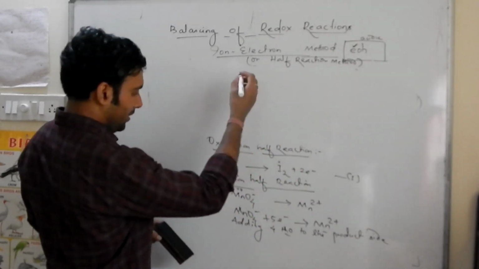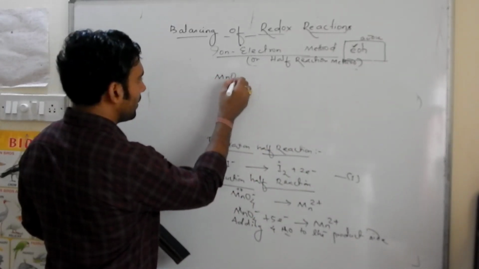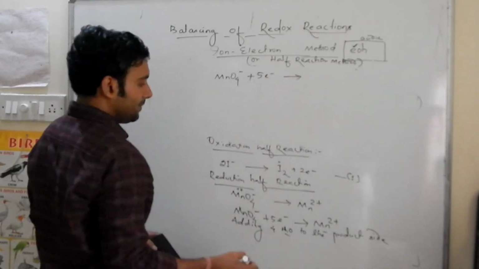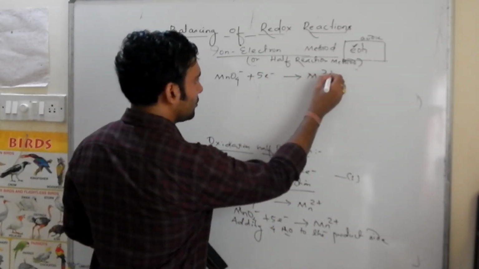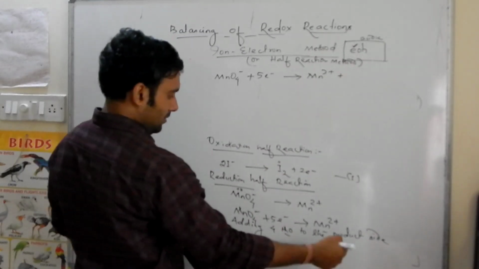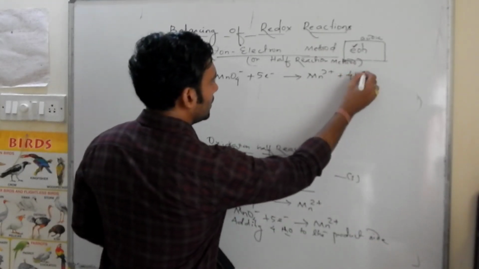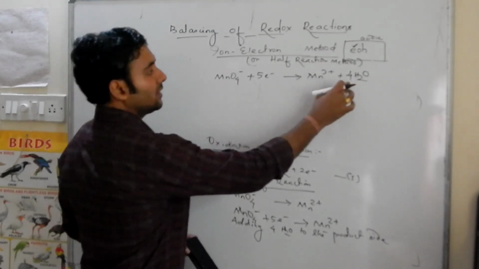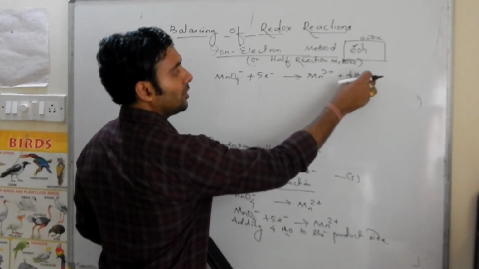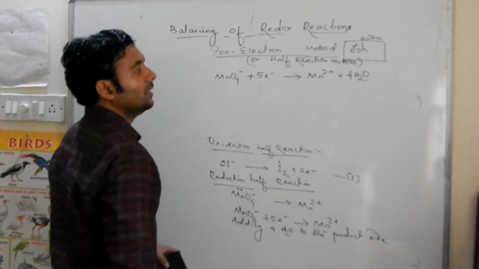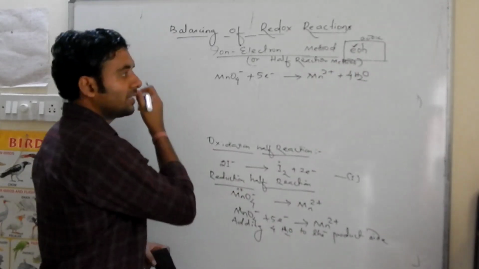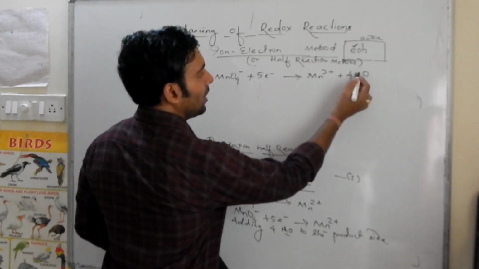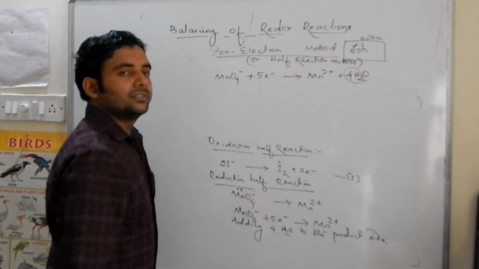So the equation becomes permanganate ion plus 5 electrons gives Mn2+ plus 4 H2O. So oxygen is also balanced. See here there are 4 oxygen atoms, and in the 4 water molecules there are 4 oxygen atoms. Then we have to balance the hydrogen. Look at the hydrogen. In the reactant there is no hydrogen. In the product there are how many? There are 8 hydrogen.